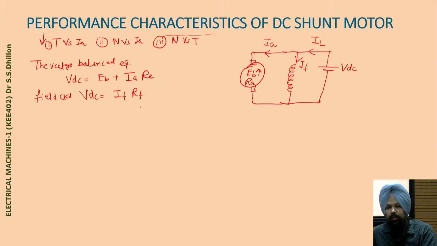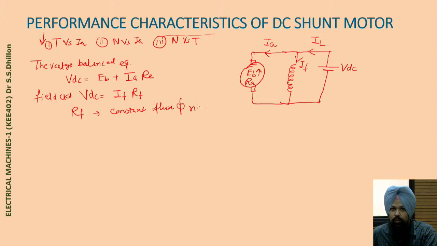IF into RF, and generally we select the value of RF in such a way as to have a constant value of phi near the knee point from the flux curve.